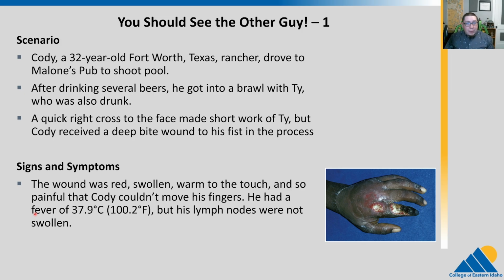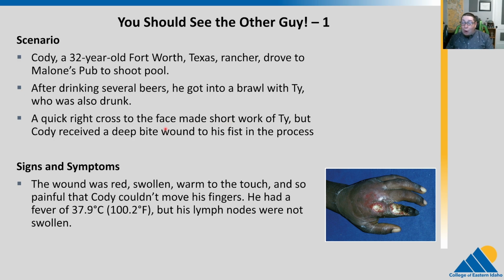So we have Cody. Cody is 32 years old. He's from Fort Worth, Texas. And he is going out to the pub to shoot some pool. And as one does while shooting pool, you are required to have several beers. And then you are also required to get in a barroom brawl with his buddy Ty, who's also drunk, right? So these are all prerequisites of going to the pub and shooting pool. Obviously not. Don't get in barroom fights. But he goes for that little sock to the mouth there. And that makes short work of Ty.